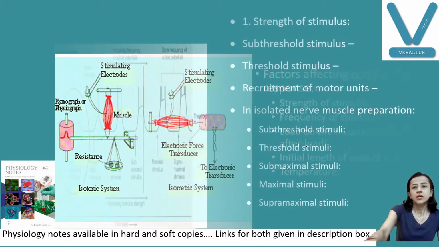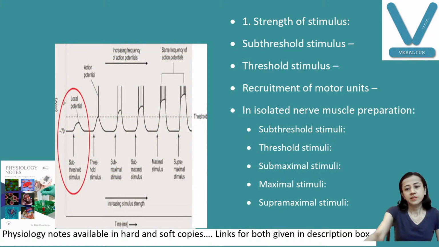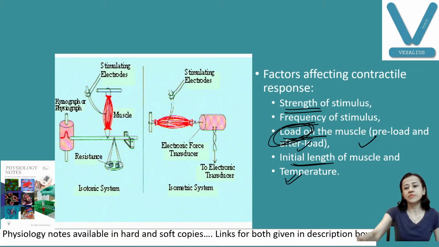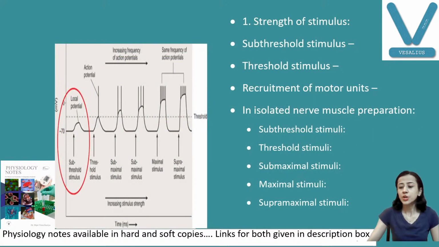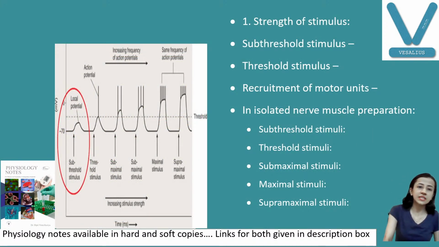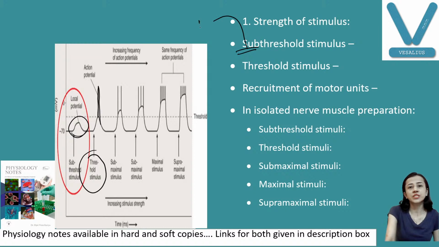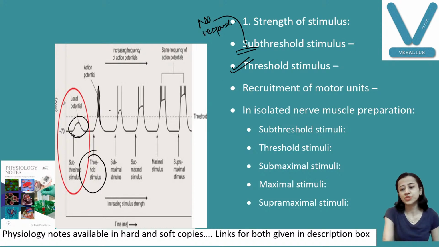Okay, starting with first one. Tomorrow we will discuss other factors. Today we will discuss first one, that is strength of stimulus. Okay, you can see here when the stimulus applied is threshold strength, you will get the response. But if the stimulus is sub threshold, sub threshold stimulus produces no response. Fine. But if the stimulus is threshold strength, then the response produced is increased.